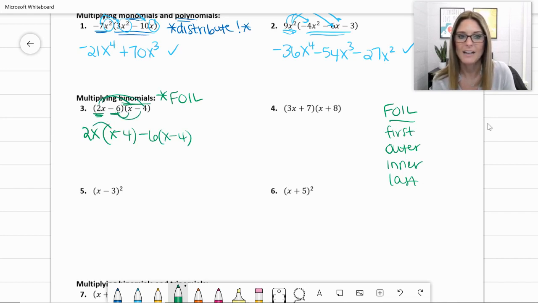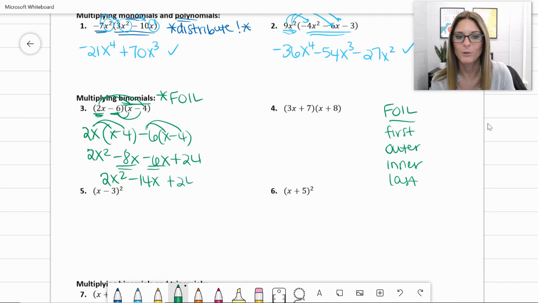So let's complete that. 2x times x is 2x squared. 2x times negative 4 is negative 8x. Negative 6 times x is negative 6x. And negative 6 times negative 4 is a positive 24. On these, 99% of the time, you need to combine like terms in the middle, giving us 2x squared. Negative 8x minus 6x would give me negative 14x plus 24.